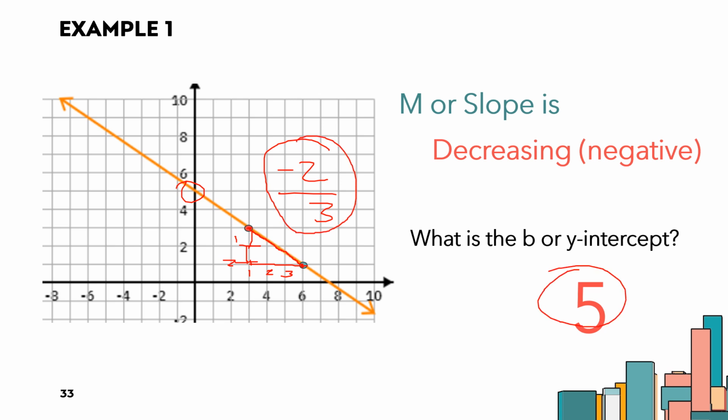My b is y. So on your practice, you'd want to write m is equal to negative 2 over 3. B is equal to 5. Let's look at another example because we're having so much fun here.